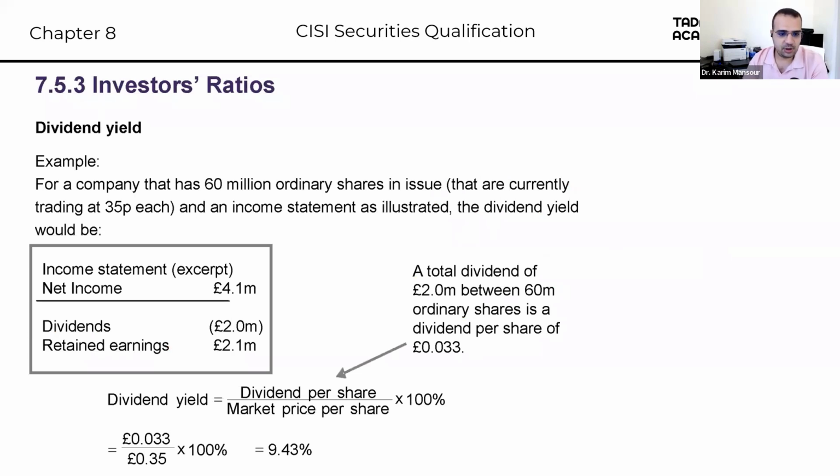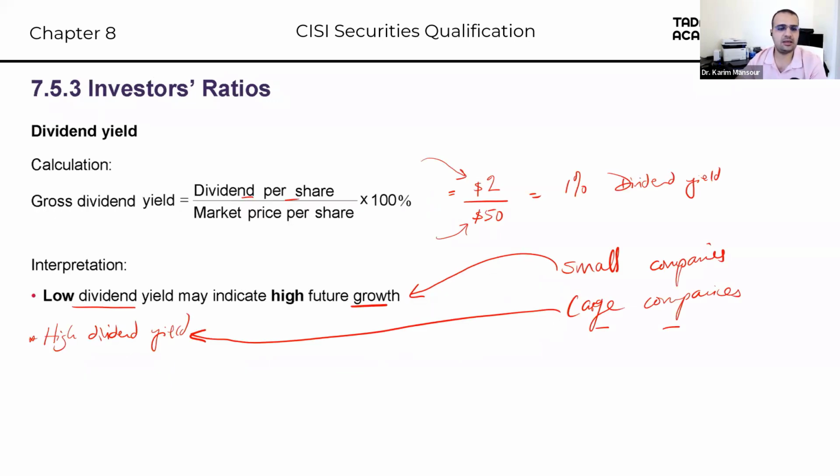So this is a quick example of the dividend yield. Now, you might get a question on dividend yield in a different way. Here, the dividend yield is looking at the dividend distributed for every share. So every share gets a dividend of $2, and the market price for every share is $50.